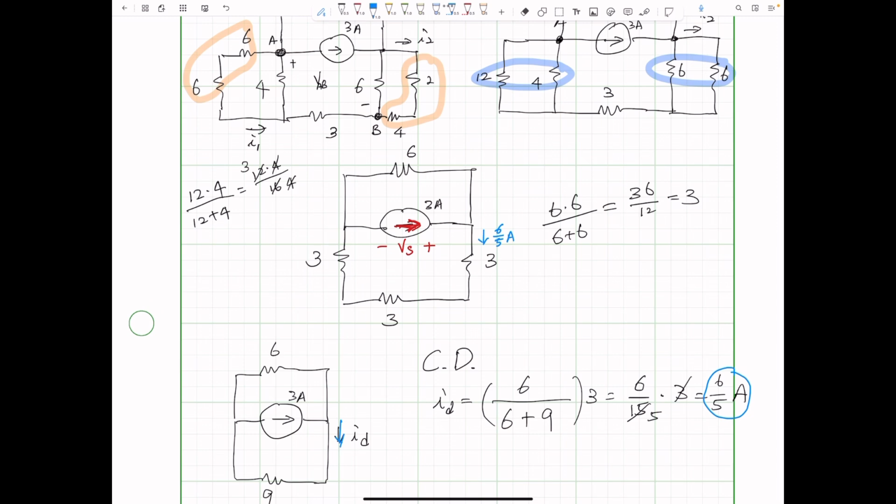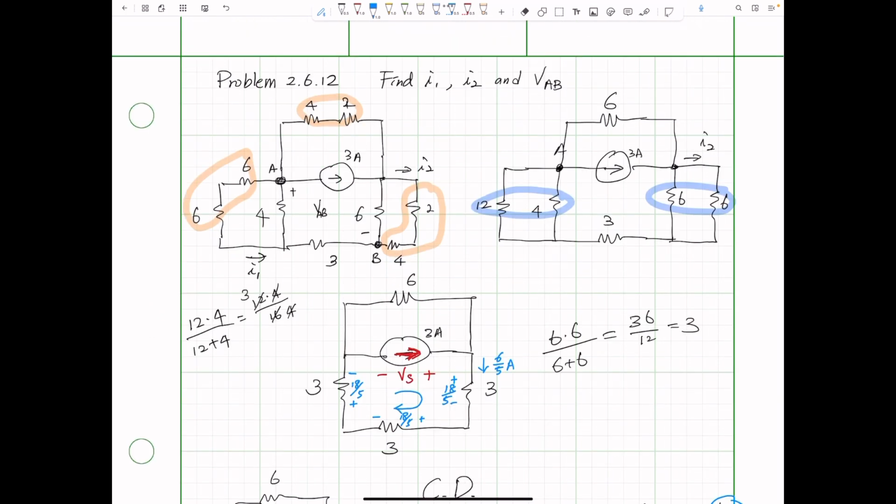Now, when we do KVL in this loop, we have a minus Vs, and then plus, minus, plus, minus, plus, minus. So when you do the KVL, minus Vs plus the first voltage plus the second voltage plus the third voltage equals 0. Since the current going through the 3 ohm resistor is 6 over 5, the voltage is going to be 18 over 5 here, 18 over 5 here, and 18 over 5 here. So when we do KVL, the Vs is going to be 18 over 5, 18 over 5, 18 over 5.